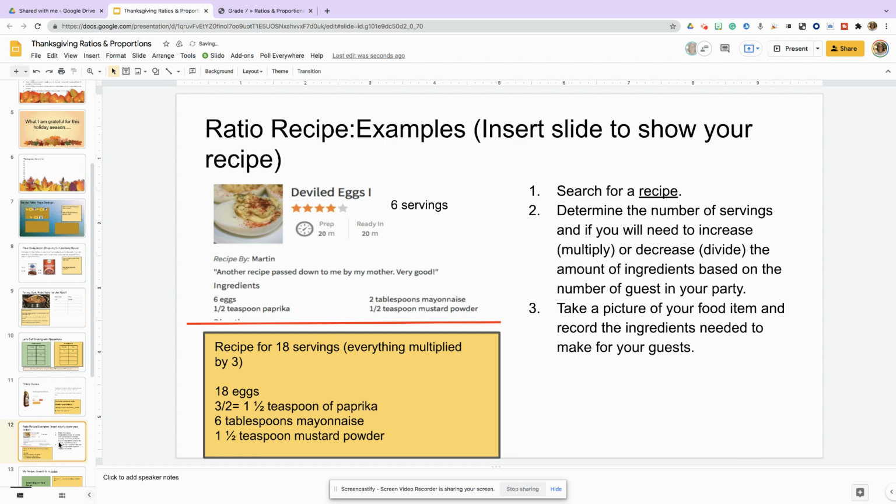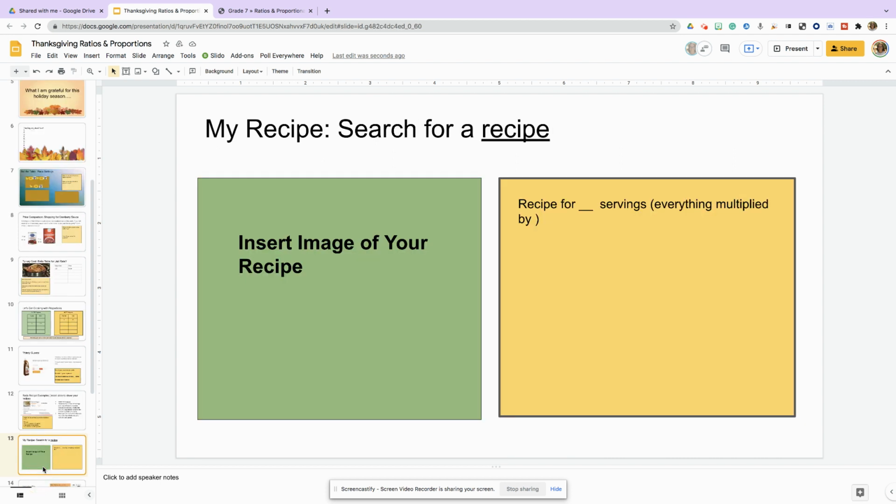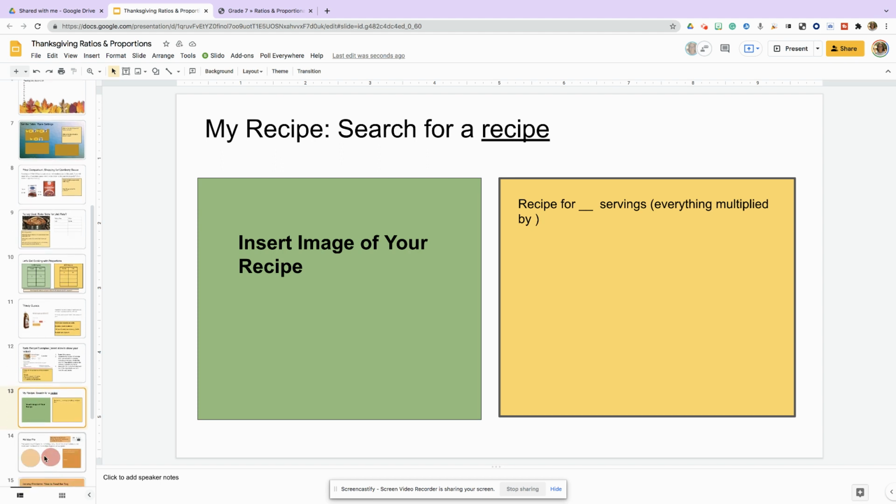Another fun activity is students will create their own recipe. And I've included a hyperlink to a Thanksgiving recipe site. And then this is just an example for them. So they could see that I had to multiply my recipe by 3 because I was doing a total of 18 guests. And I will need to increase my servings. And so I had to multiply all of the ingredients by 3. And the students will then do that for their particular recipe.